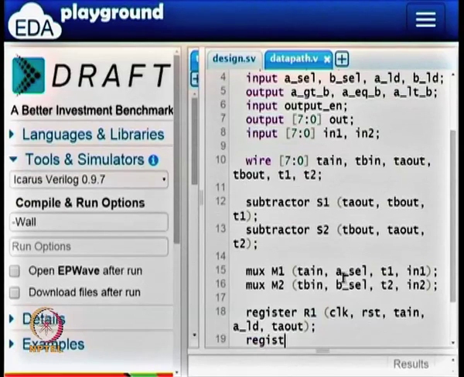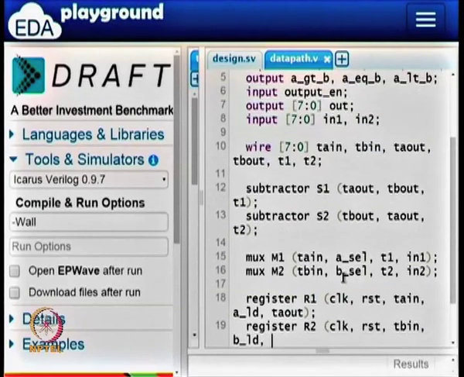Similarly, register R2 will take clock, reset, it will take TB in as the input, B load as the load enable signal and TB out as the output.